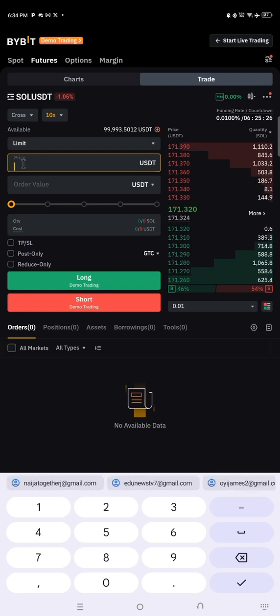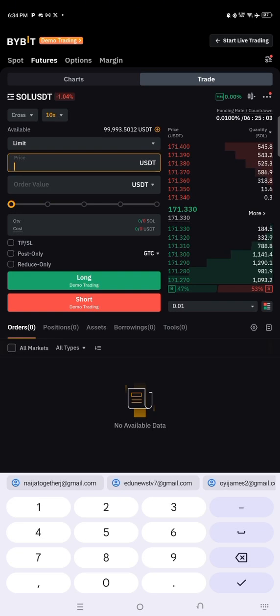Short means you are selling the cryptocurrency, while long means you are buying the cryptocurrency. So when you short, you are expecting the price to go down so that you make profit, and when you long, you are expecting the price of the coin to go up so that you make profit.